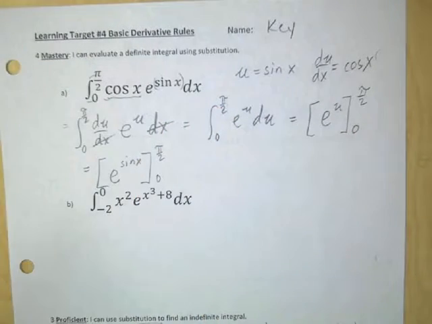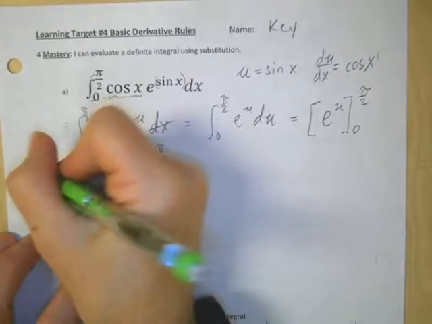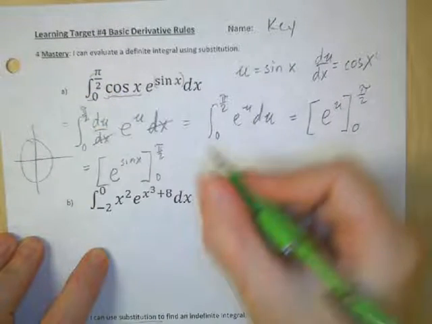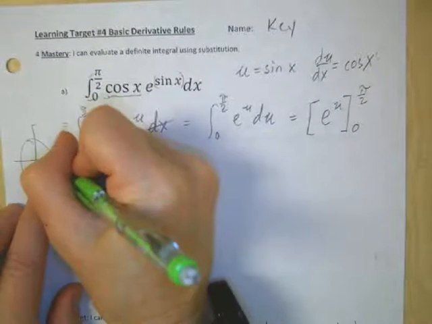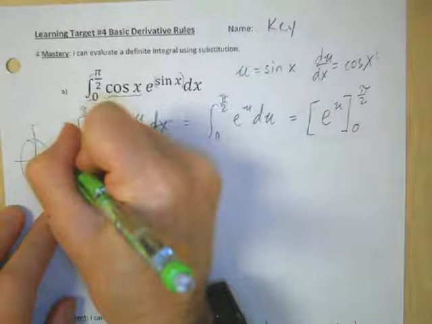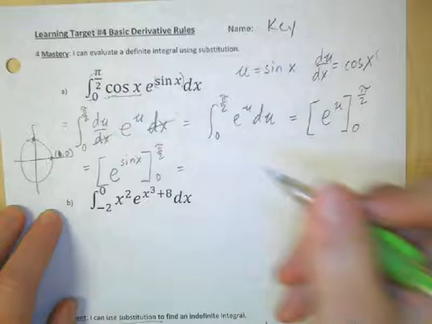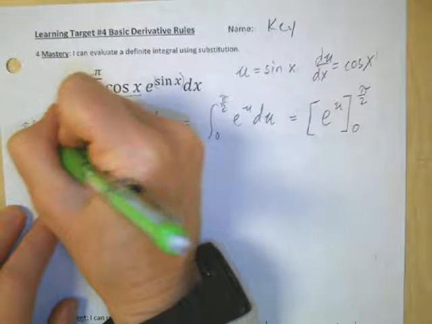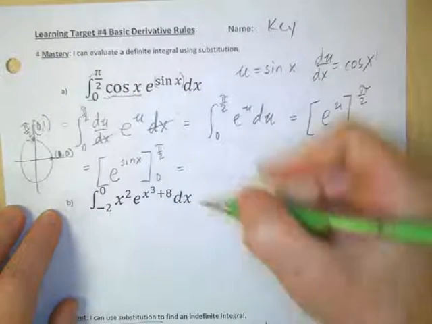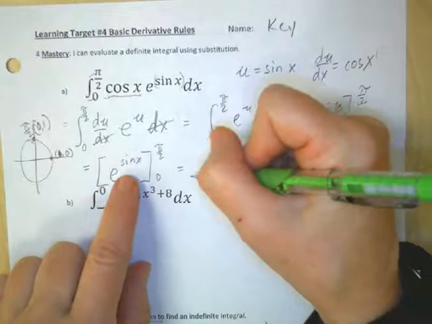So from our unit circle, I'm going to need that. This is 0: cosine of 0 is 1, sine of 0 is 0. And this is pi over 2: cosine is 0, sine is 1. So when we get to evaluating this, I'm going to need this.